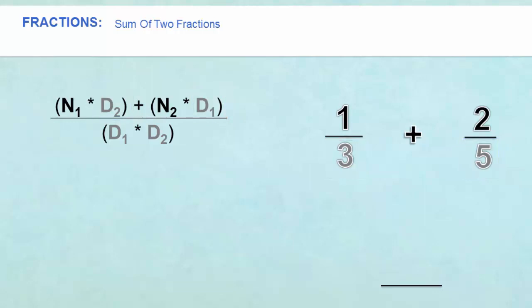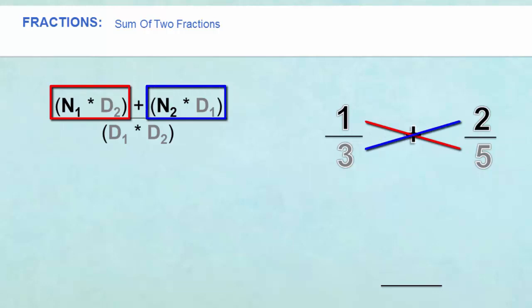In the mental math technique, to find the answer, multiply the first numerator to the second denominator, add that result to the product between the second numerator and first denominator. The result is then placed over the product between the denominators.